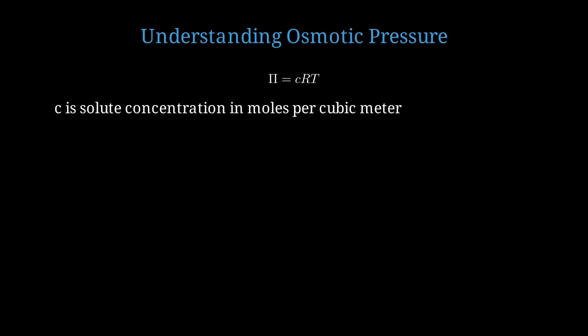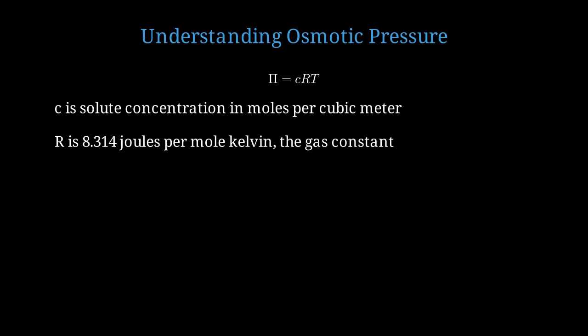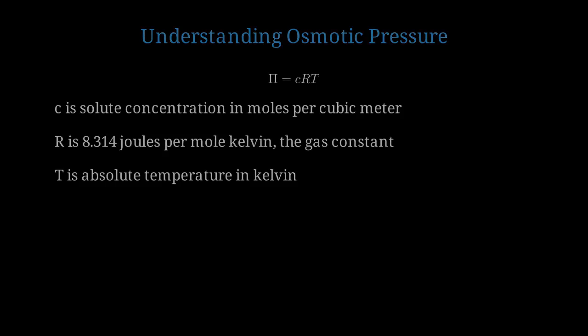Let's dive deeper into osmotic pressure. Osmotic pressure arises from differences in solute concentration across a semi-permeable membrane. The osmotic pressure pi equals the molar concentration C times the gas constant R times temperature T. This is the van 't Hoff equation for dilute solutions. Here C is the solute concentration in moles per cubic meter. R is the universal gas constant, 8.314 joules per mole Kelvin. T is the absolute temperature in Kelvin.